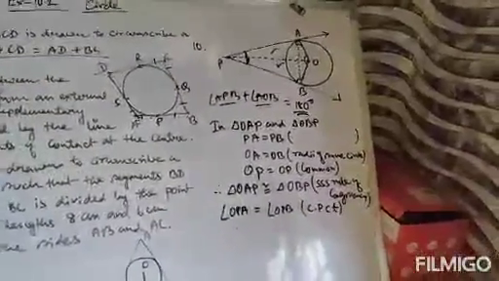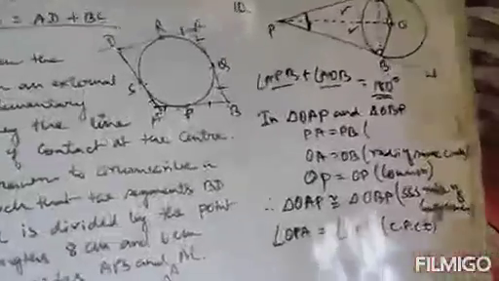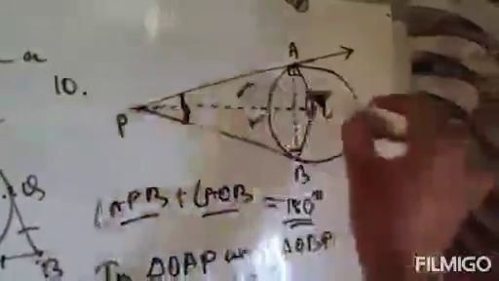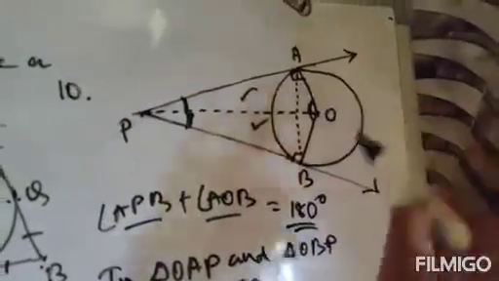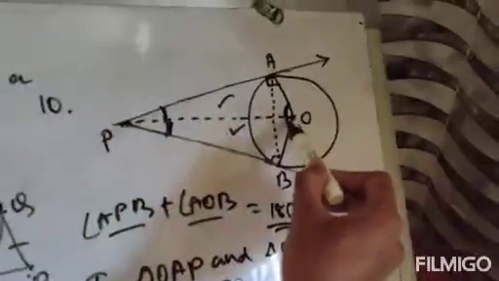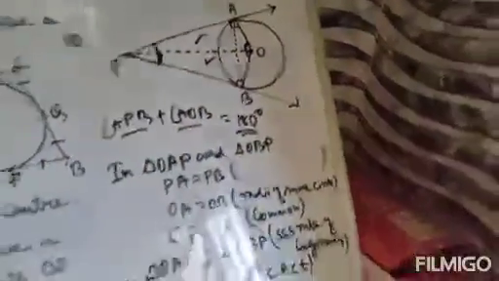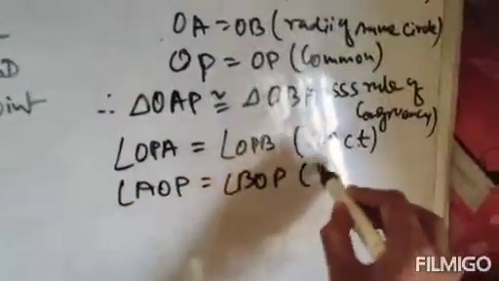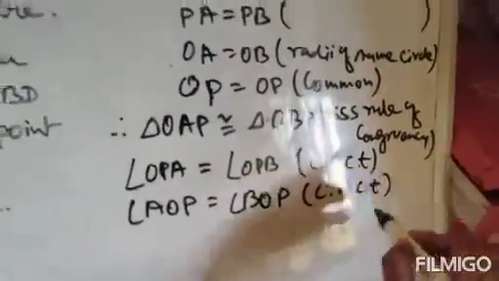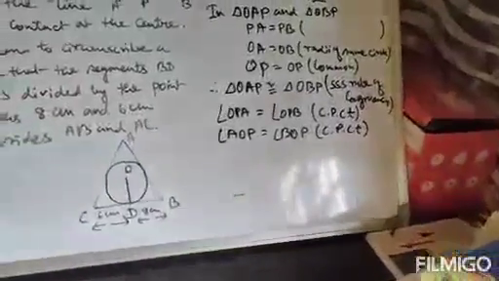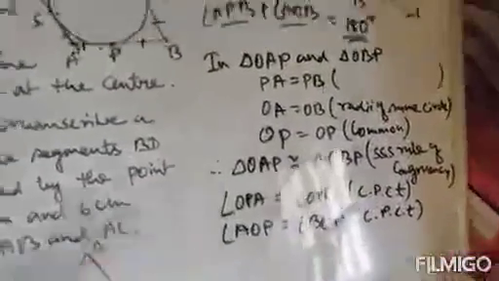That means angle OPA will be equal to angle OPB, and also angle AOP, this angle, will be equal to angle BOP, this portion. They are also equal by CPCT, because both the triangles are congruent. That means AOP will also be equal to BOP. Clear? Okay, so according to this is CPCT.